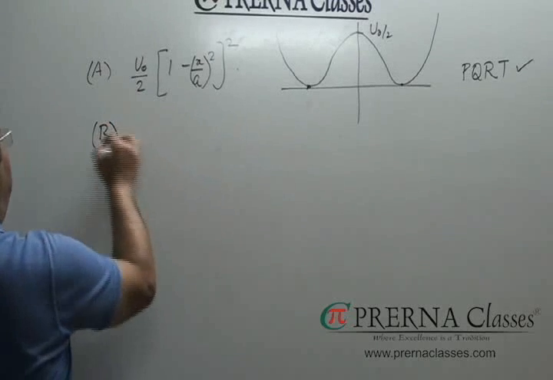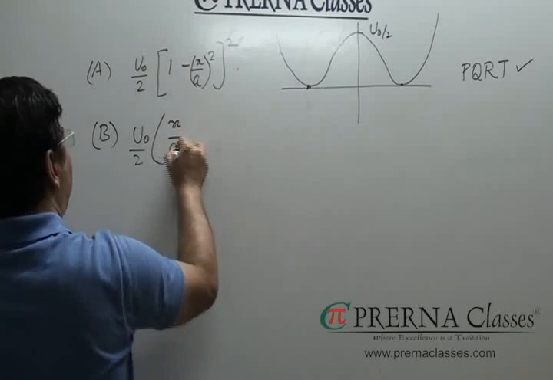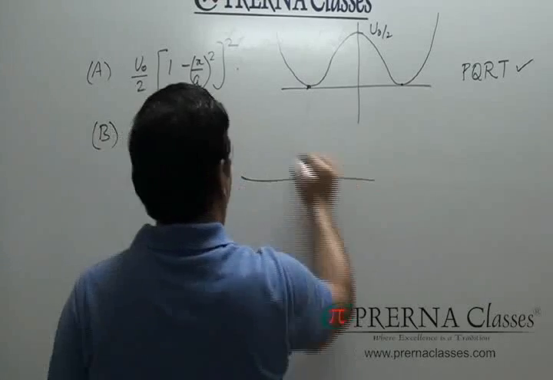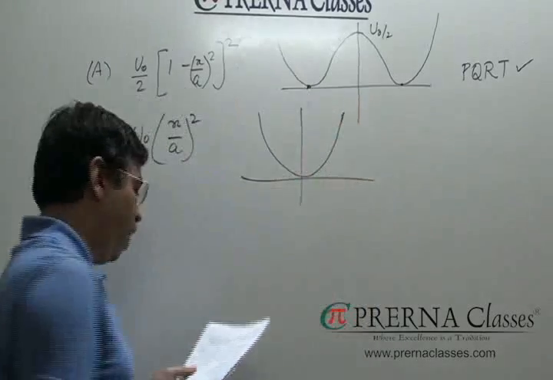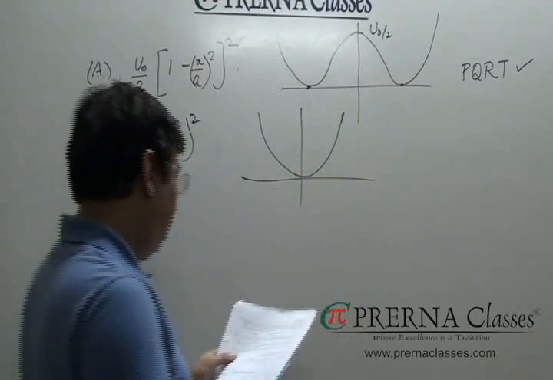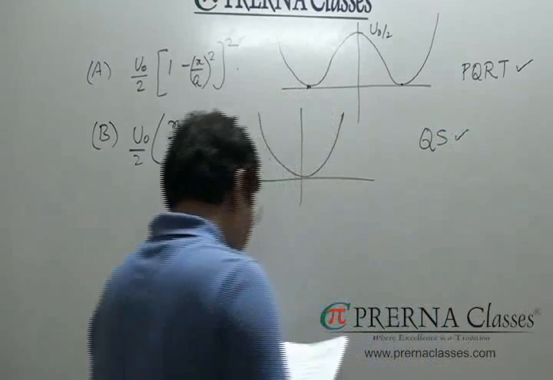For the second one, the potential energy expression was given as U0 by 2 times x by a, the whole squared, the graph of which is going to be this, which is what we have normally as the SHM case. The correct answer for this then is going to be Q and S.